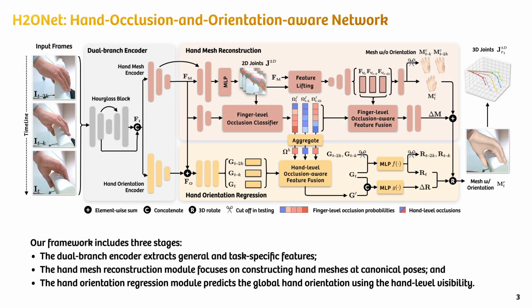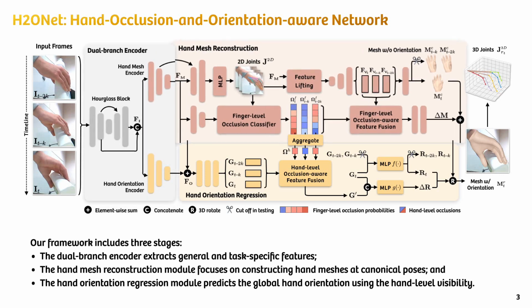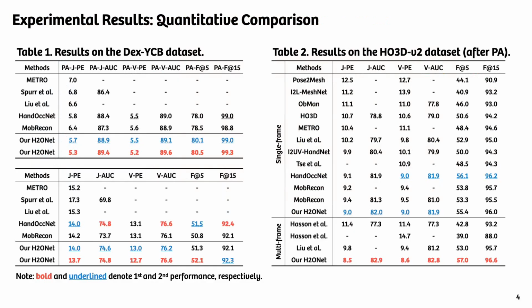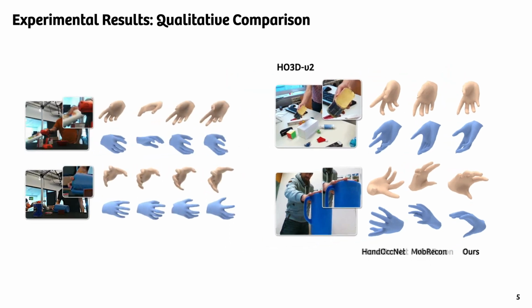To this end, we propose our H2ONet, which consists of the dual-branch encoder, the hand mesh reconstruction and the hand orientation regression modules. Both the quantitative and qualitative comparisons demonstrate the effectiveness of our method.